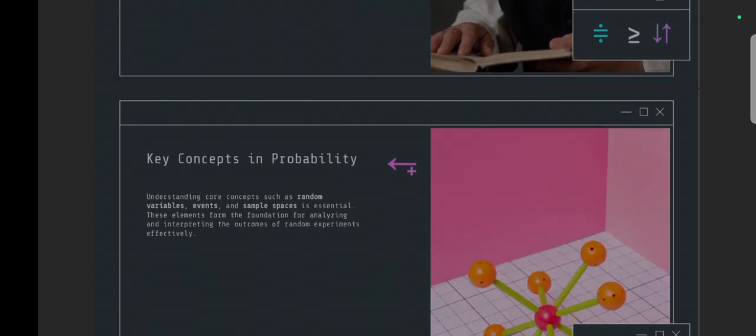Key concepts in probability. Here are some key concepts like random experiment, sample space, event, probability. Probability P of A is equal to number of favorable outcomes by total number of outcomes, and dependent events, conditional probabilities. P of A given B is equal to P of A intersection B by P of B, and Bayes theorem is P of A given B is equal to P of B given A times P of A by P of B.